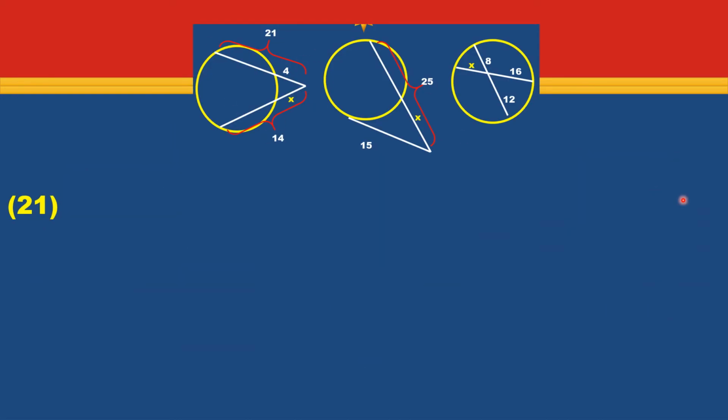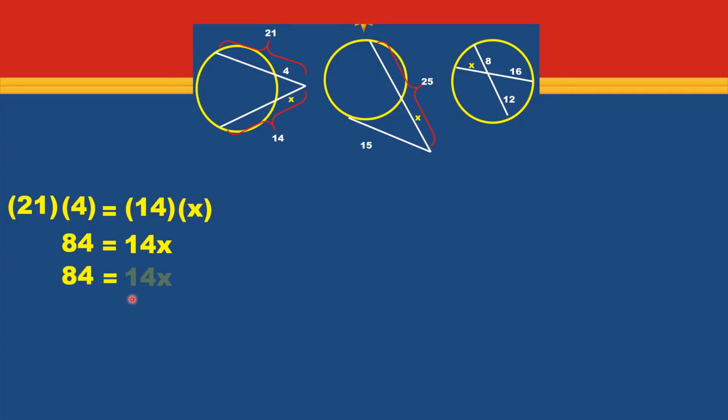We have 21. Ito yung isang buo times yung nasa labas, 4, equals yung isang buong second, which is 14, times yung nasa labas or external second segment, X. So, by solving for X, so 21 times 4 is 84 equals 14 times X is 14X. By division property of equality, divide both sides by 14 para ma-cancel. So we have X na lang equals 84 divided by 14 is 6. Did you get the same? Very good.